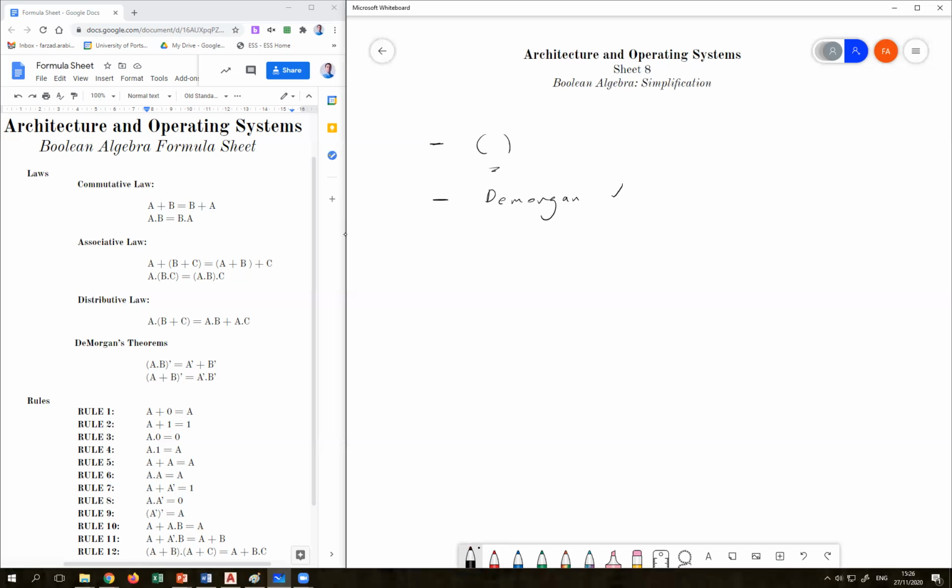Also, what is important is that in all of these rules and laws, you can substitute the variables and you can put two of them, for example, together. For example, in rule 10, what we have is A plus AB is equal to A. Look, guys, I can replace A by CD. So CD plus CDB is equal to CD. As you can see, we can actually change these rules by using different names and inputs. But let's see how we can solve problems.